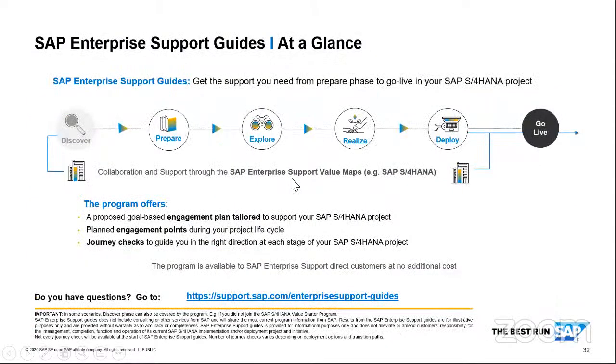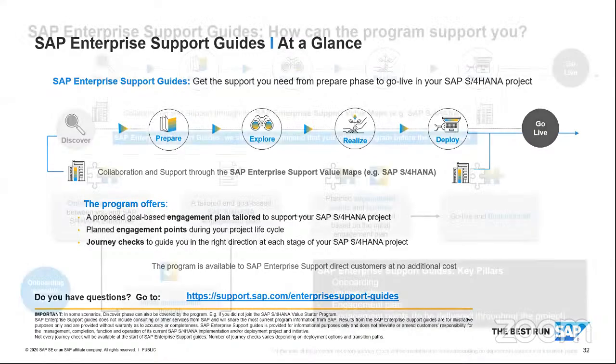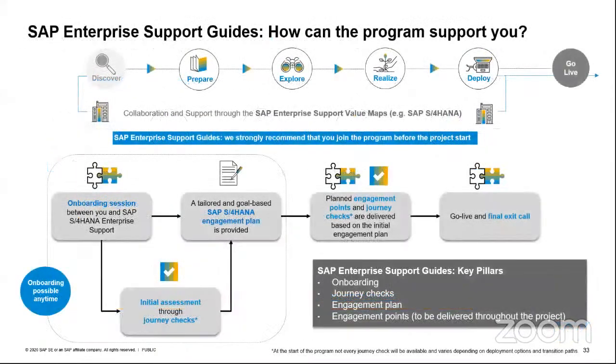Then I want to cover the SAP Guides program. This is a new program that SAP has come up with, and it is available to all Enterprise Support customers for their successful go-live. Just to give you a quick glance, the SAP Guides program follows the Activate methodology from discover, prepare, explore, realize till your run phase. Once you start your S4HANA journey and you're registered with the Guides program, a focus advisor and an Enterprise Support advisor will be assigned to your account, who will be supporting you throughout your journey.